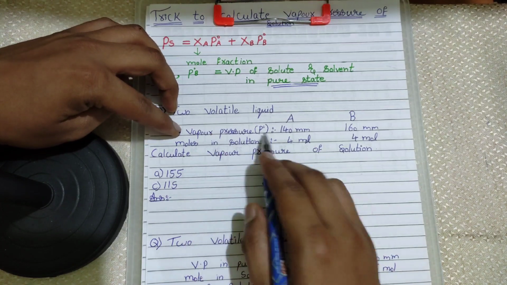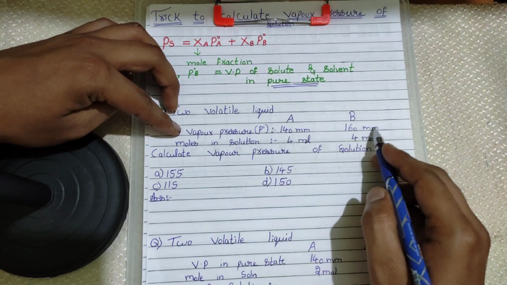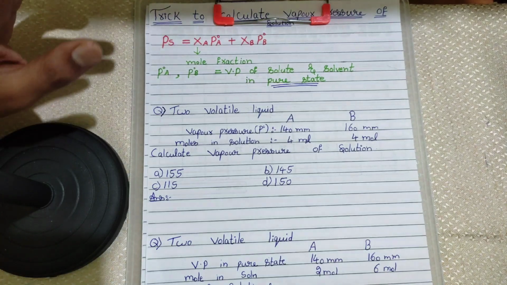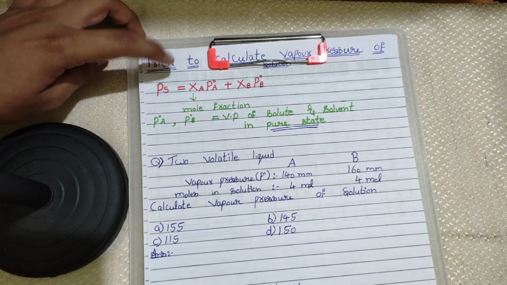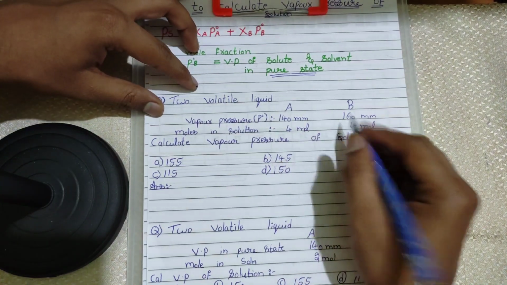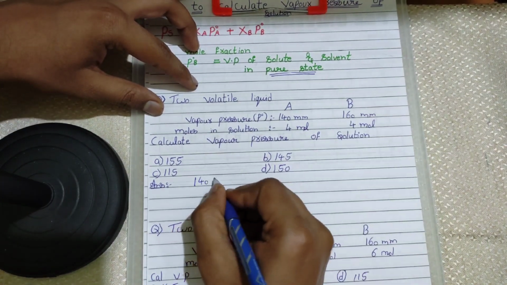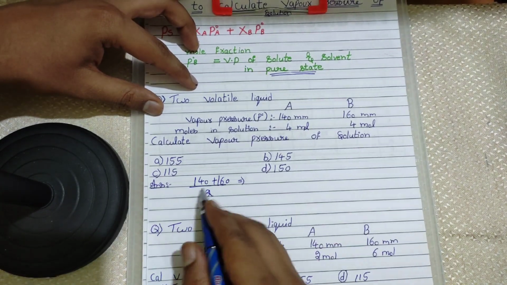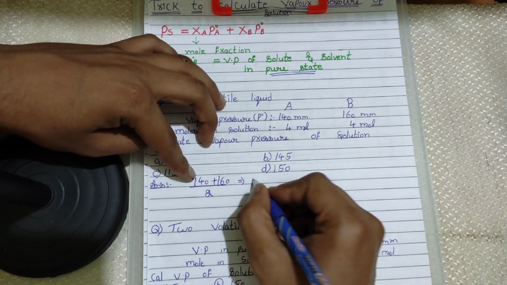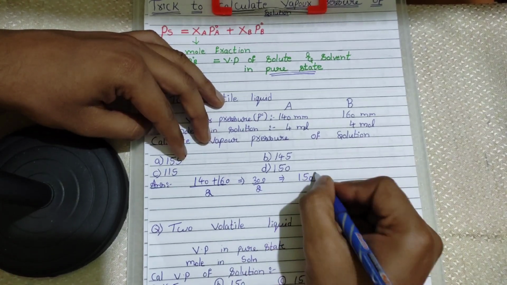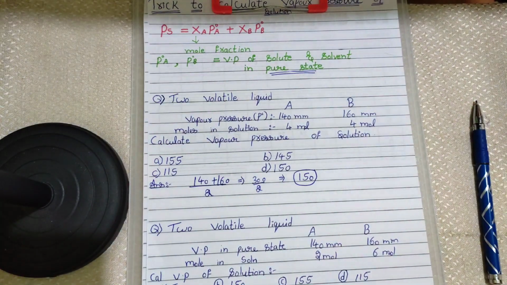See, they have given the vapor pressures 140 mm Hg and 160 mm, and moles also they have given. We have equal moles. Now what we have to do, instead of substituting in this formula and calculating, just very simple, take the average of both. How to take the average? 140 plus 160 divided by 2. Just add and divide by 2. 140 plus 160, 300 by 2. Therefore you got 150.